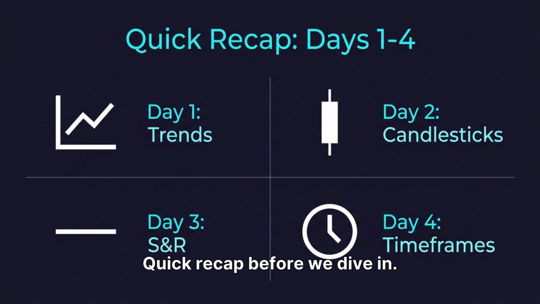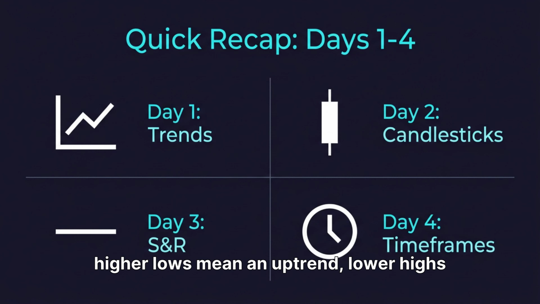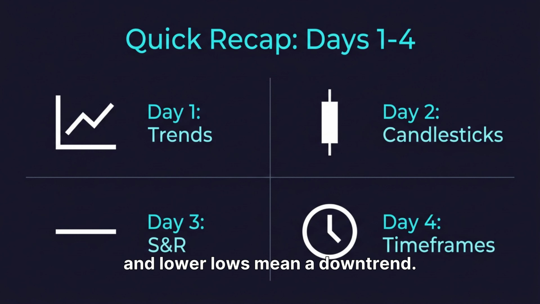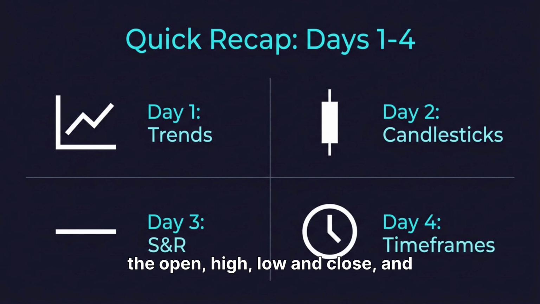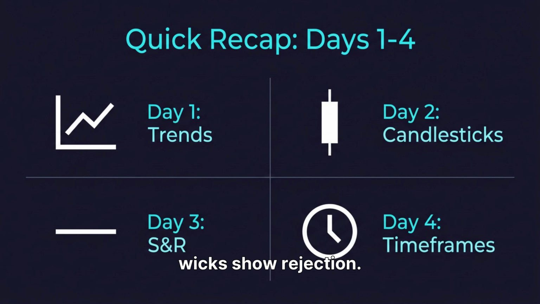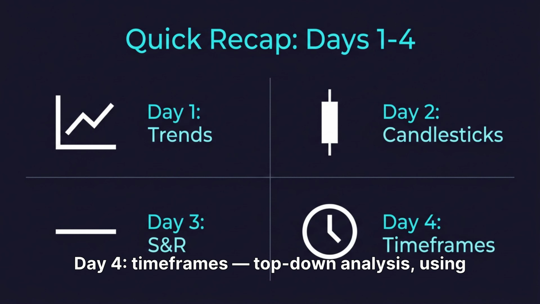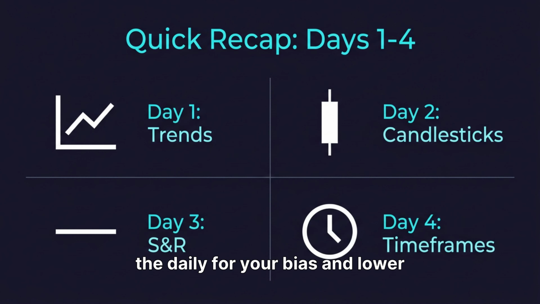Quick recap before we dive in. Day 1, trends. Higher highs and higher lows mean an uptrend. Lower highs and lower lows mean a downtrend. Day 2, candlesticks. Every candle shows the open, high, low, and close, and wicks show rejection. Day 3, support and resistance. Price floors and ceilings that can flip roles once broken. Day 4, time frames, top-down analysis using the daily for your bias and lower time frames for your entry.